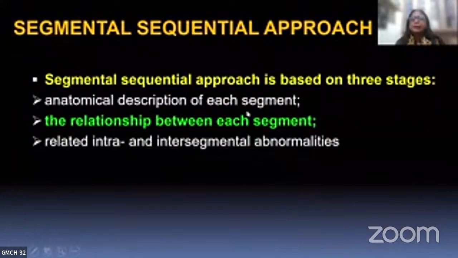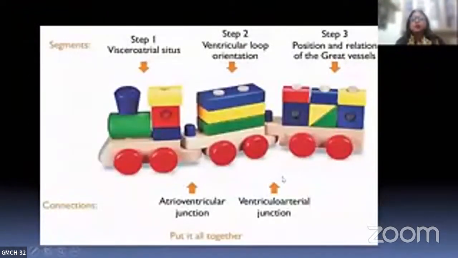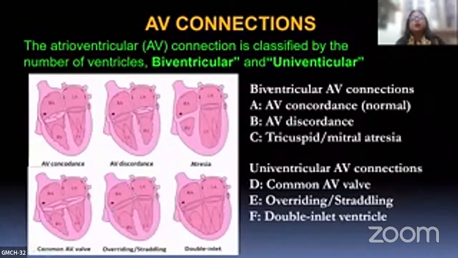So after completing the anatomy, let's talk about the relationship between each segment. In the relationship between each segment, we talk about atrioventricular junctions as well as ventriculoarterial junctions, and try to put it all together to solve the puzzle of congenital heart disease. The atrioventricular connections are classified by the number of ventricles, biventricular or univentricular. Biventricular atrioventricular connections can be normal, that is concordance. It can be discordance, AV discordance can be there. It can be tricuspid or mitral atresia, as shown here.